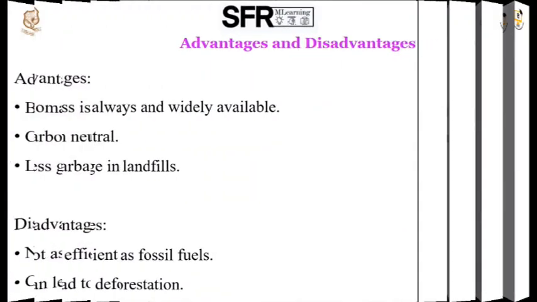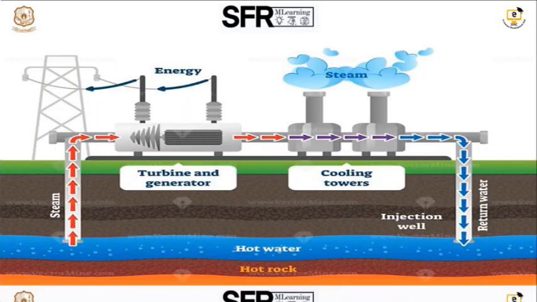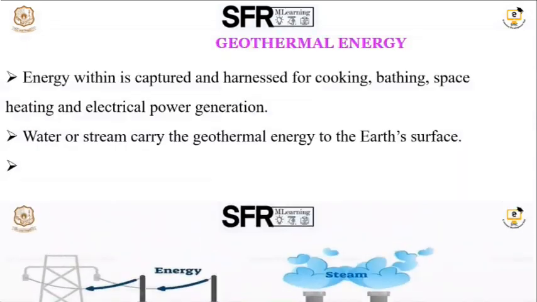Next we see about advantages and disadvantages of biomass energy. The advantages are that biomass is always and widely available as a renewable source of energy. It is carbon neutral, it reduces over-reliance on fossil fuels, and it is less expensive than fossil fuels. In the disadvantages part, biomass energy is not as effective as fossil fuels. It is not entirely clean. It can lead to deforestation. Then the last type is geothermal energy.